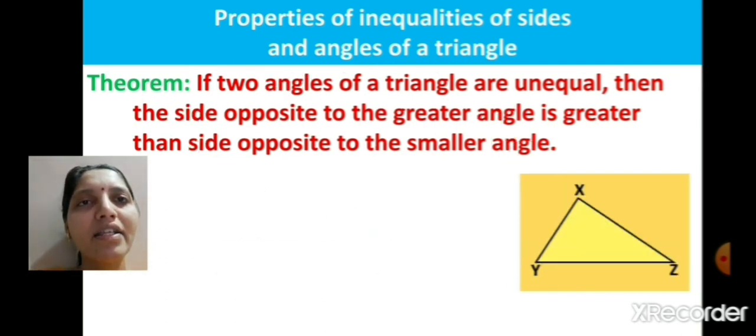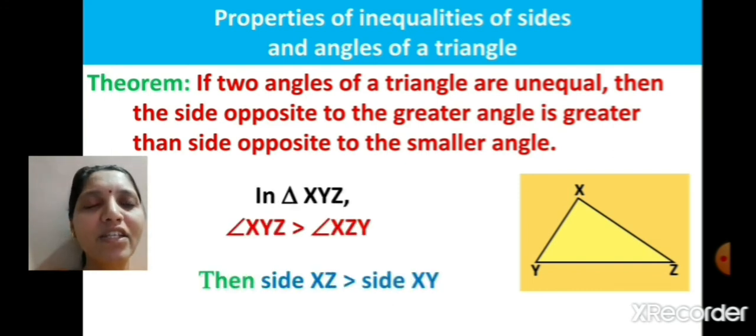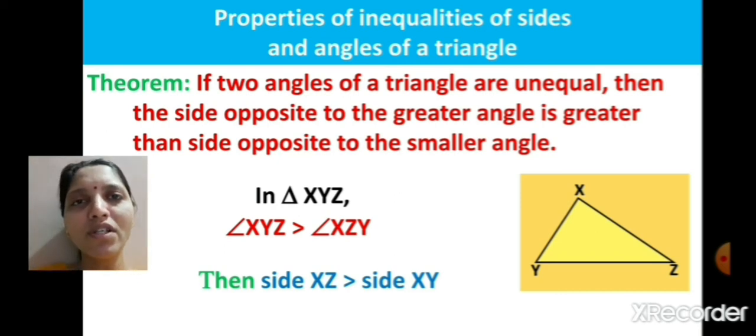Okay. The second theorem is if two angles of a triangle are unequal, then the side opposite to the greater angle is greater than the side opposite to the smaller angle. That means in triangle XYZ, if angle XYZ is greater than angle XZY, then you can say that side XZ is greater than side XY. Okay. So this was the summary of this lesson. Now in this lesson only one theorem you have to prove, that is the first theorem, the remote interior angles theorem. Rest all you have to remember only the statement of those theorems.